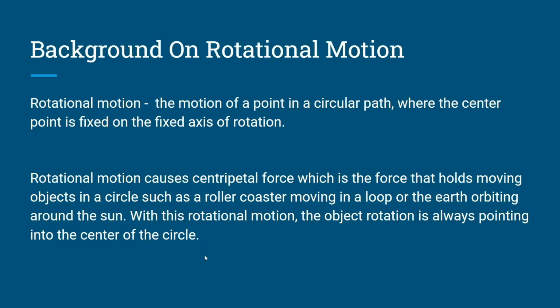Rotational motion causes centripetal force, which is the force that holds moving objects in a circle, such as a roller coaster moving in a loop or the Earth orbiting around the Sun. With this rotational motion, the object's rotation is always pointing into the center of the Earth.